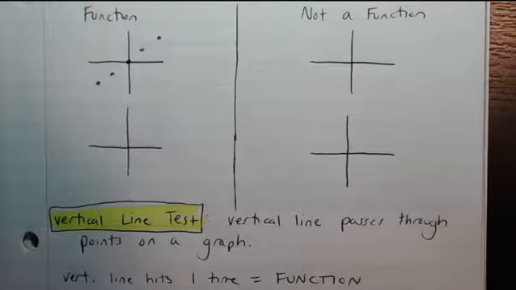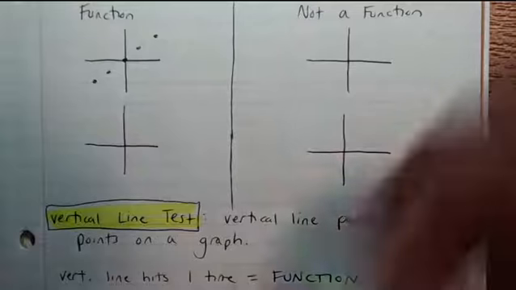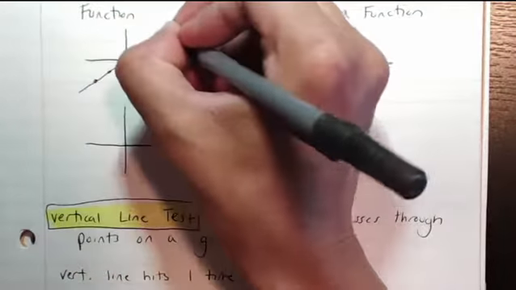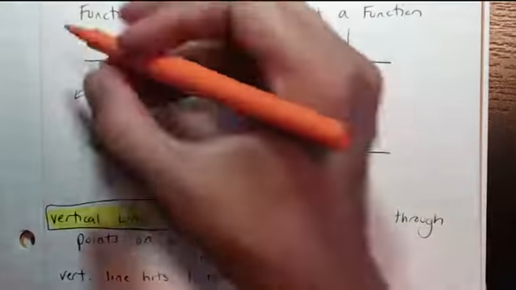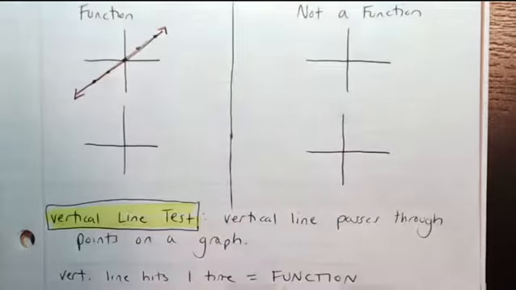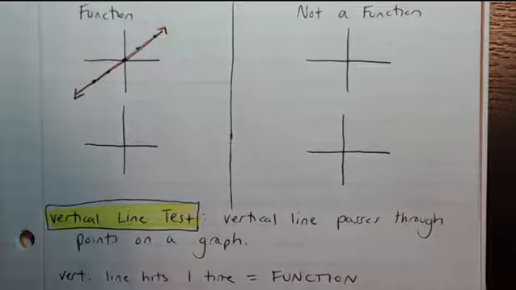Now sometimes they'll just be points, or sometimes they'll actually be connected. So we'll actually connect these points as well. I'm going to do it in different colors so you can tell the difference between my x and y axis and my function. Okay, so vertical line test.